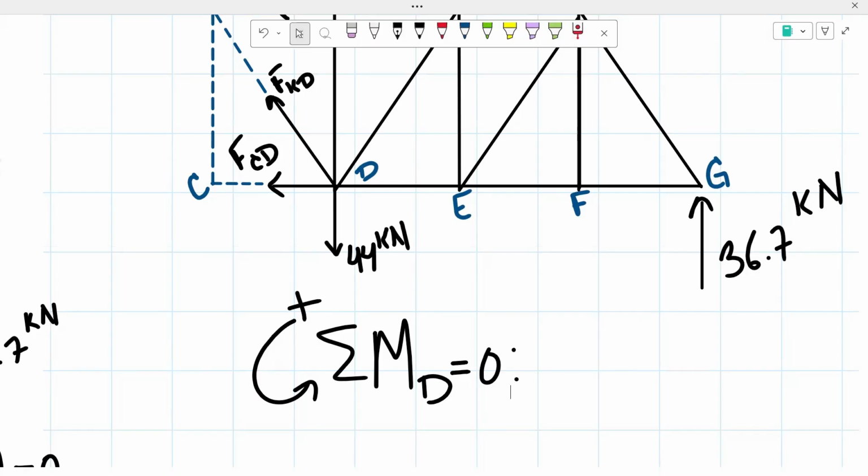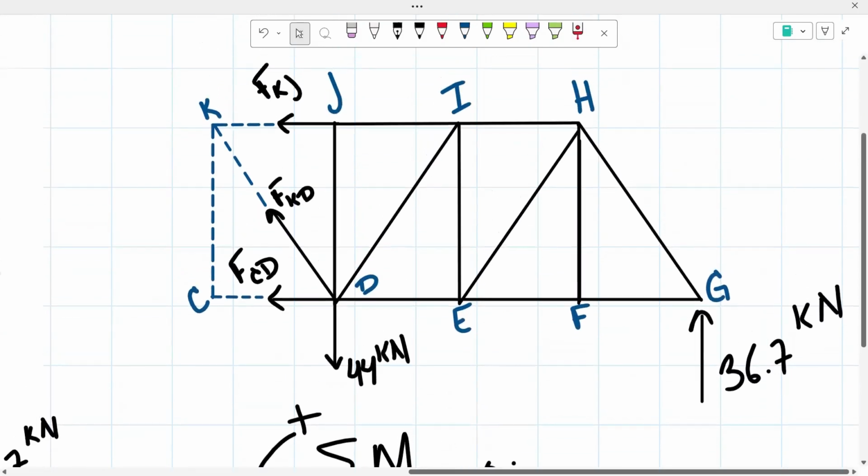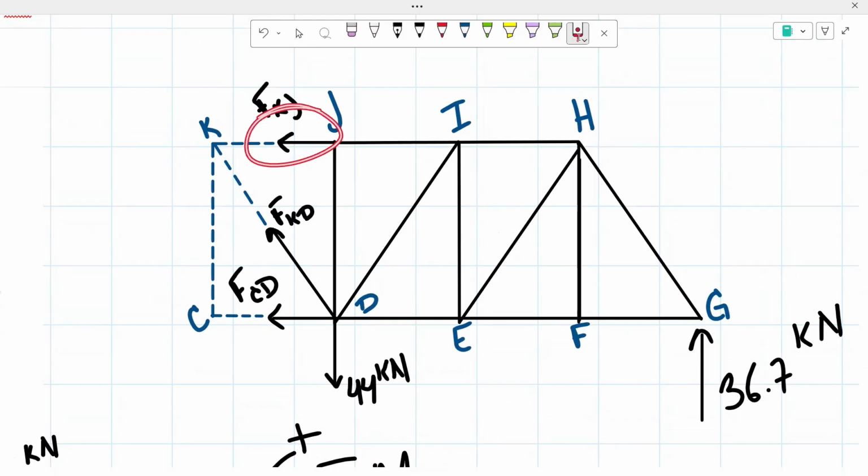of the member KJ. If we take a look at our force KJ, I'm assuming that all of the forces right now, or all the members, are going to be in tension. That's why I drew the forces going away from the joint. You could also assume that they're in compression, it doesn't matter, but I'm just going to assume that they're in tension. So in this case, for our member KJ, we have it in tension, which means it is going to the left.